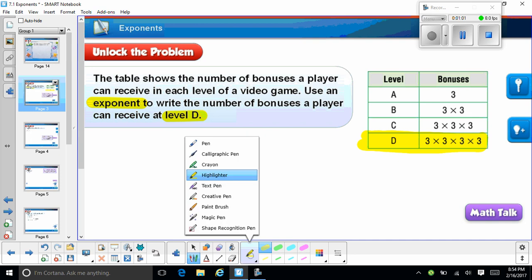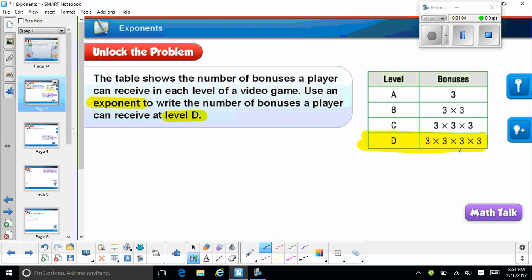I see that in level D, the number 3 is being repeated. This repeated number or factor is called our base number. And so I'm going to write that largely right there. I'm then going to see how many times it's being repeated. So in this case, I see 1, 2, 3, 4. And so this is my exponent right here, the 4. How I would read this is I would say it's the 4th power of 3. So the exponent comes first and then the base number when I'm reading this or saying it out loud.